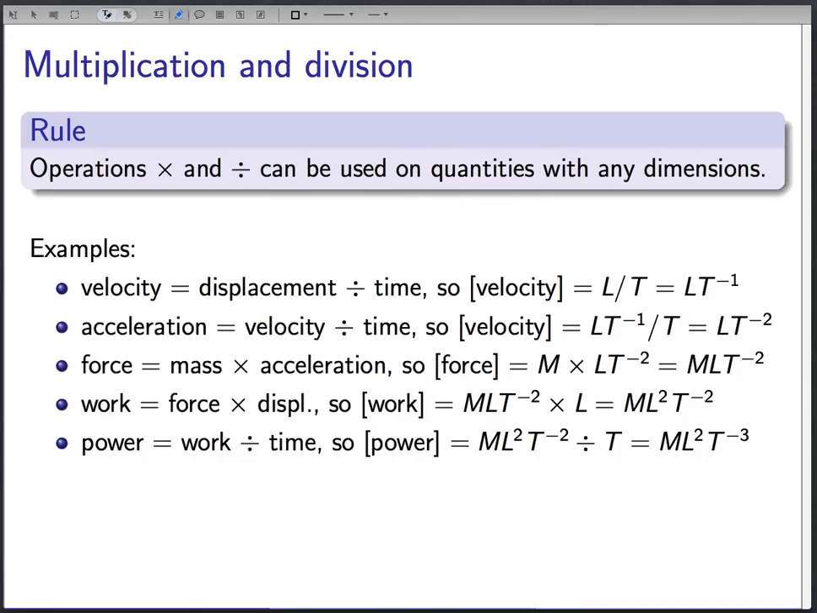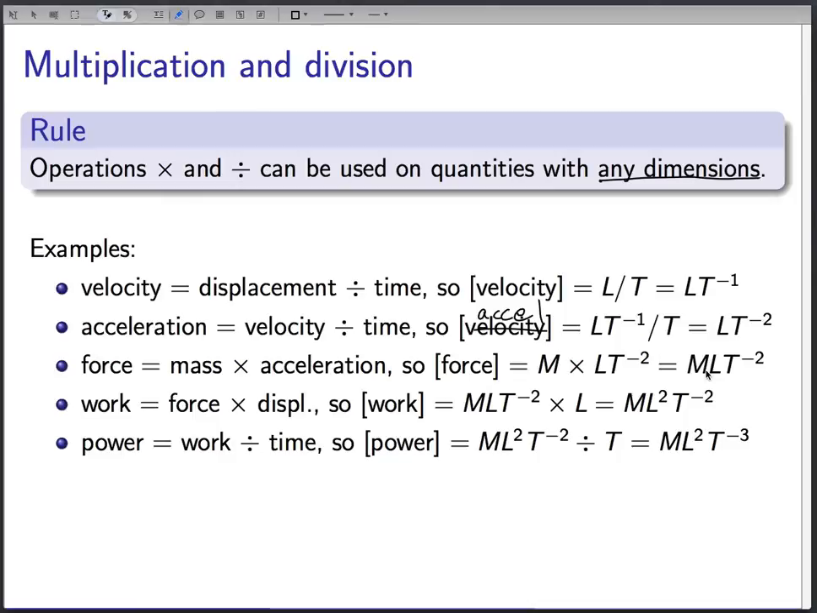Multiplication and division can be used on quantities with any dimensions. So it sort of is like anything goes here. Velocity is displacement divided by time, so the dimensions of velocity are L T to the minus 1. Acceleration is velocity divided by time, so this should say acceleration. Dimensions of acceleration are L T to the minus 2. Force equals mass times acceleration, so force equals M L T to the minus 2, and so on.